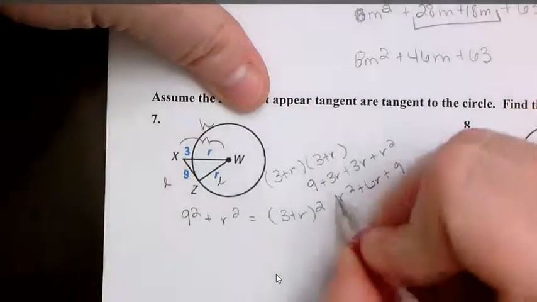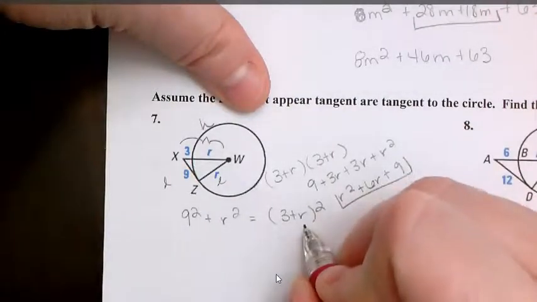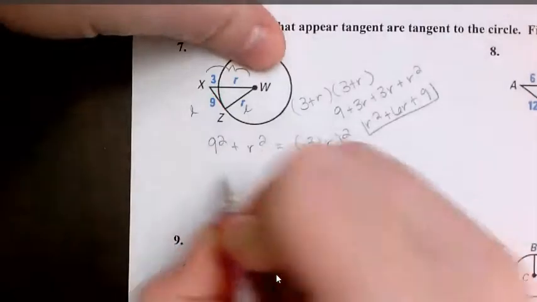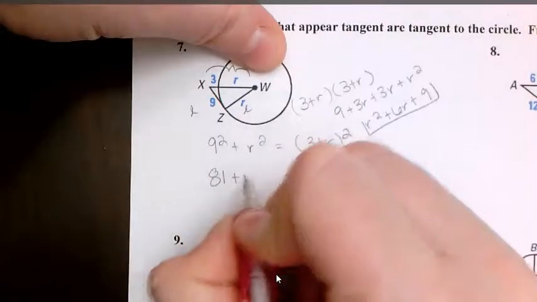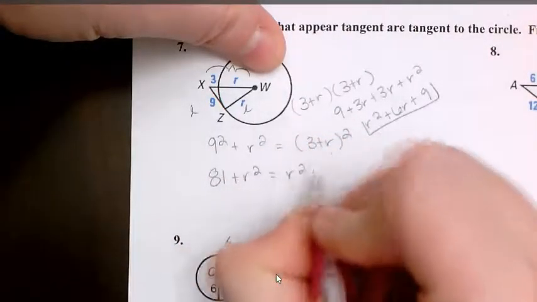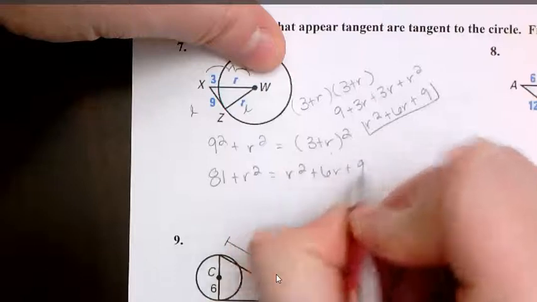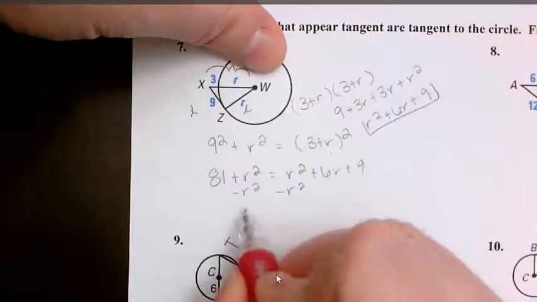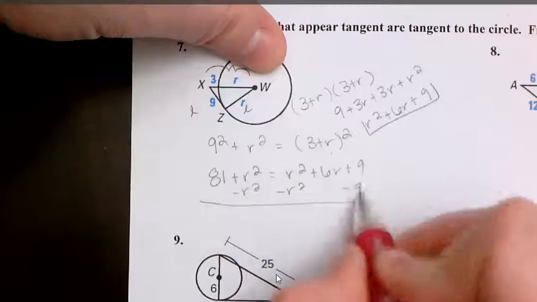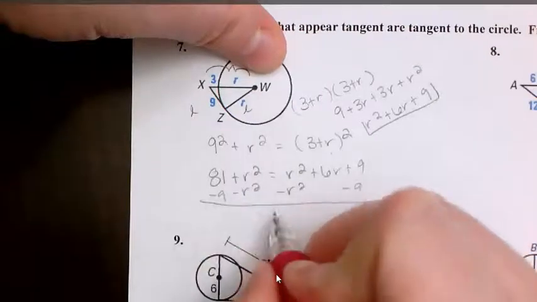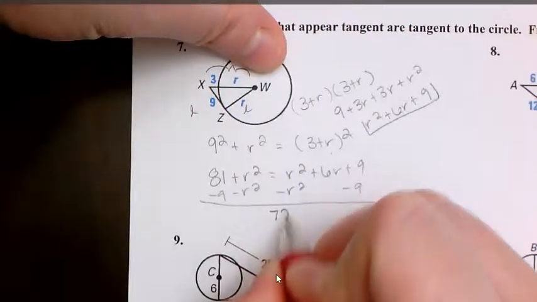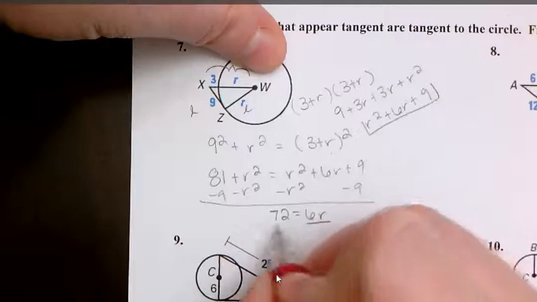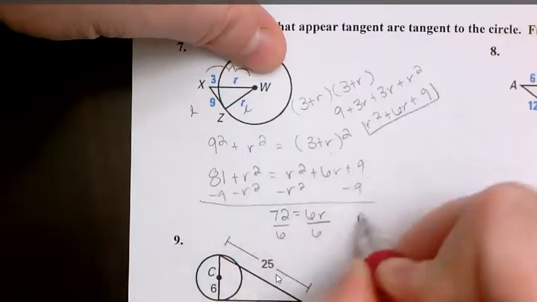So this here is going to substitute for this value. 9 squared is 81 plus r squared equals r squared plus 6r plus 9. Minus r squared from both sides. I'm also going to minus 9 from both sides. I get 72 equals 6r, divided by 6. R equals 12.